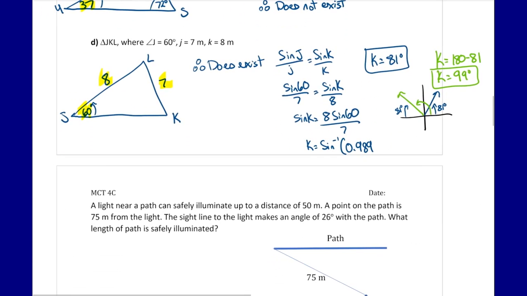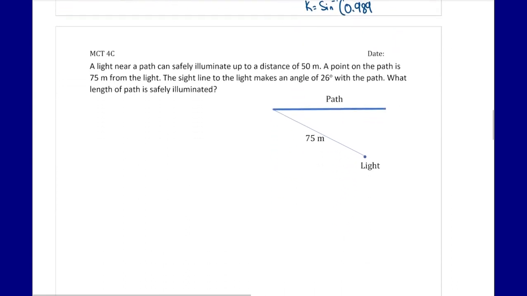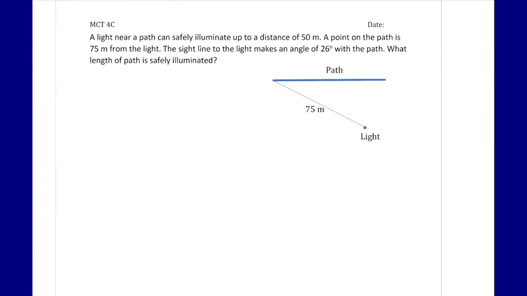All right, so let's take this concept and try to apply it to a real world situation in terms of maybe design or engineering. So a light near a path can safely illuminate up to a distance of 50 meters. A point on the path is 75 meters from the light. So we have our point here. It's 75 meters from our light. The sight line to the light makes an angle of 26 degrees with the path. What length of the path is safely illuminated?